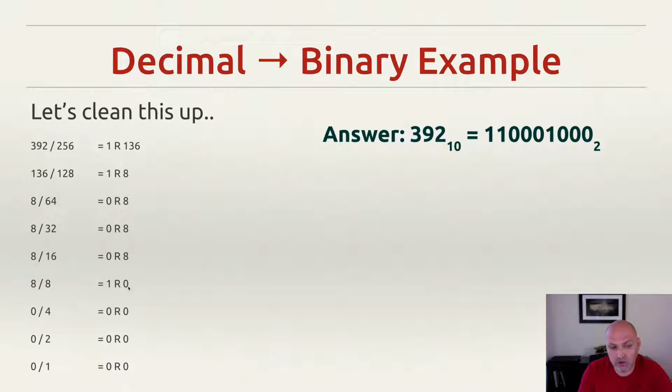The remainder still comes down, so the 0 still comes down here, and we cannot divide a 4 into 0, nor can we divide a 2 into 0, and lastly, we cannot divide a 1 into 0 and have a whole result. So we end up with a 0, 0, 0. What you're looking at here is your answer: 1, 1, 0, 0, 0, 1, 0, 0, 0.